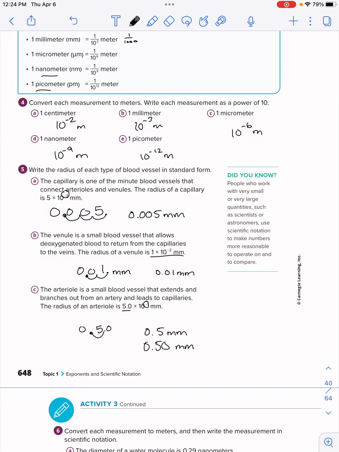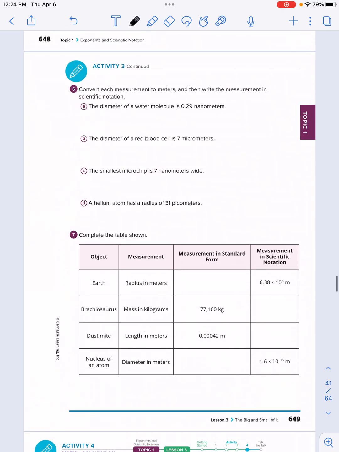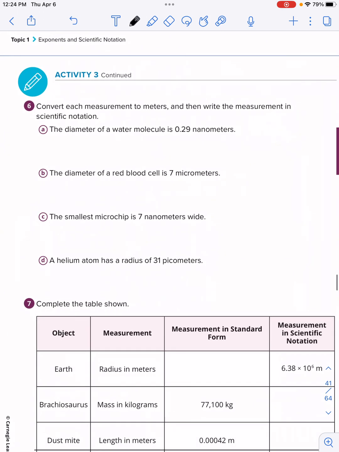Okay, going on to the next page, number 6. Convert each measurement to meters, and then write the answer in scientific notation. So now we're going the other way, going from standard form. Standard form is just the way a number is typically written. Okay. We're going to have to use the other pages because we have differing units here: nanometers, micrometers, nanometers again, picometers. We're just going to do 2 of these. We'll do A and C. I'll leave B and D to you.